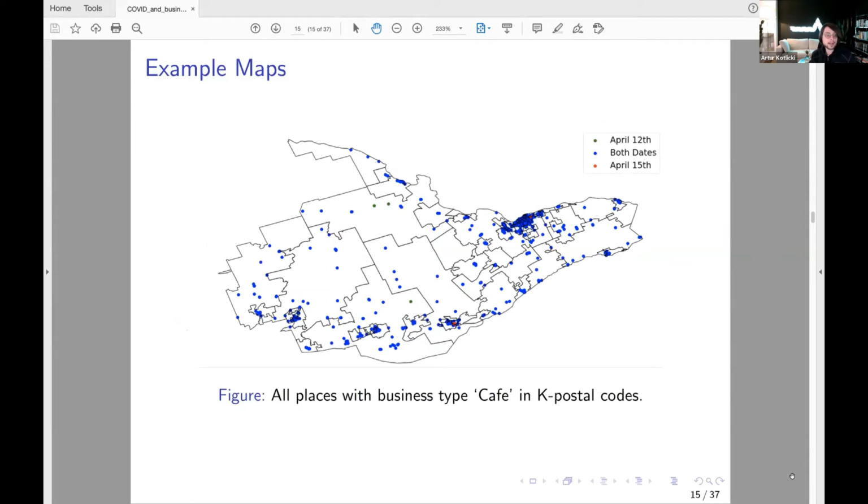So this is an example of a map that we are getting, and you can see that there are a lot of businesses aggregated in one specific region, and the distribution of those places.